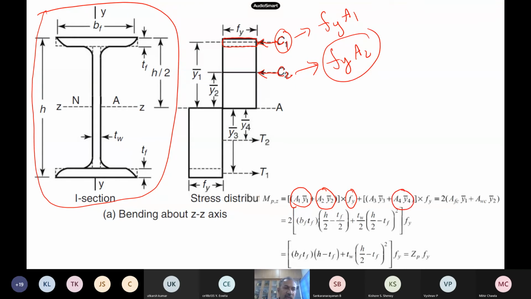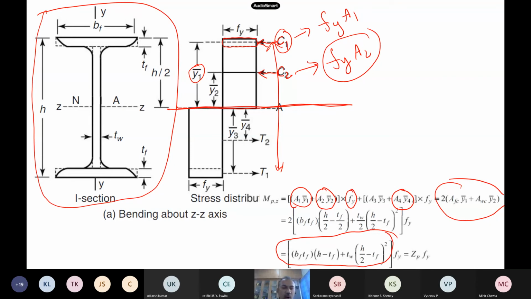If it is symmetric, then A1 will be the same as A3, and A2 will be the same as A4. So this also you can find out. Or you can do it this way: if it is a symmetric cross section, instead of taking Y1 bar, Y2 bar, which have been taken from the equal area axis, you can take simply C1 into T1. This distance you can take directly. But if it is unsymmetric, then you have to do it individually, taking the moment about this equal area axis. If you substitute the width of the flange and other things, this turns out to be my plastic section modulus for an I section.